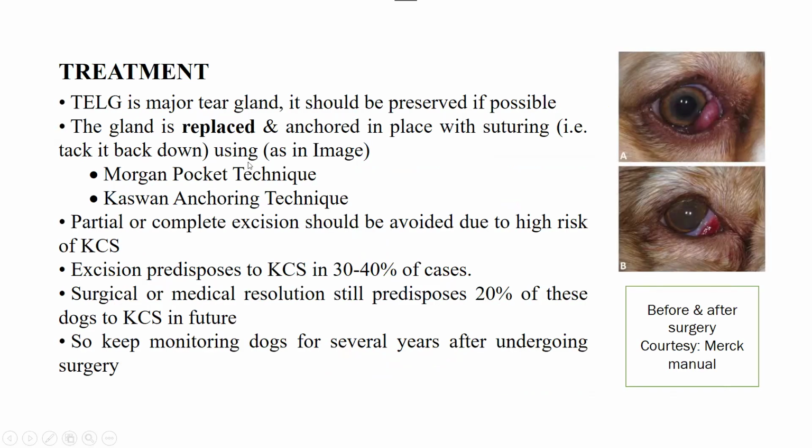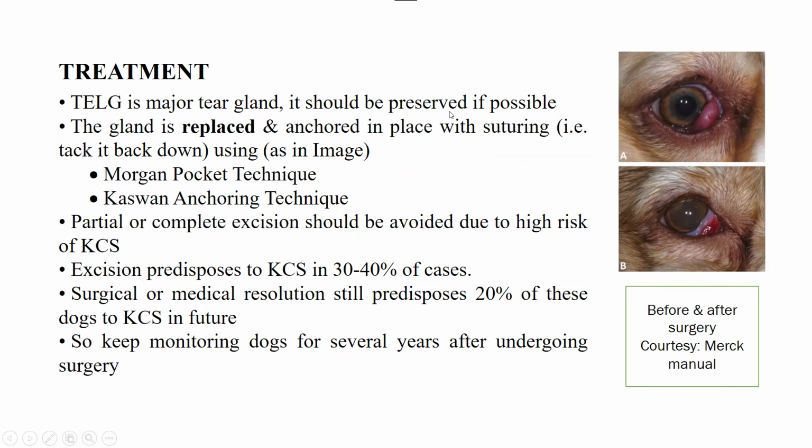Talking about the treatment, the third eyelid gland is a major tear gland. We will talk about tear production from its tear glands in detail when we study the topic of KCS. But here you should just remember that the third eyelid gland is a major tear gland. It should be preserved if possible.